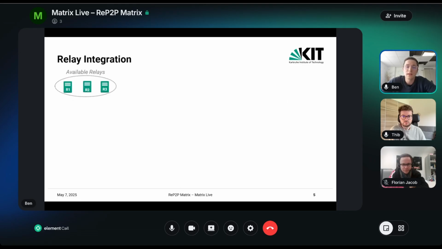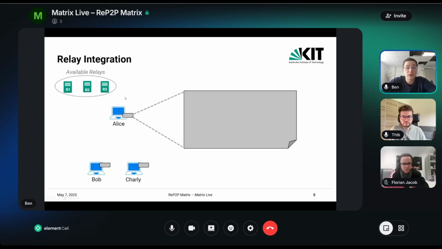Now, how are these relays actually integrated into the Matrix protocol? We first assume that we have a set of available relays. So in this example, we have 3 relays that can be used by any Matrix room. And also we have a small room consisting of Alice, Bob, and Charlie. And in the room metadata, we can see the room name, the Matrix Live chat, and the room members, which are Alice, Bob, and Charlie. And the room is encrypted, and Alice is the room admin.